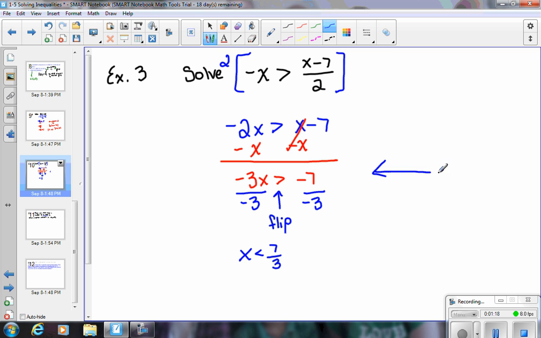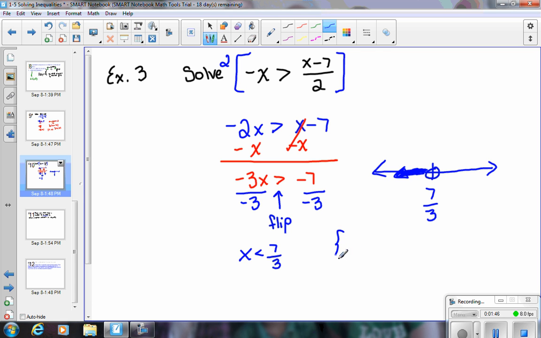On the number line, 7/3 is 2 1/3, so it is between 2 and 3. But I'm just going to actually label the 7/3. We do not include 7/3 since it's just less than, so open circle. And since we're going to the left, since we want the less than values, we go this way, and here's our graph.